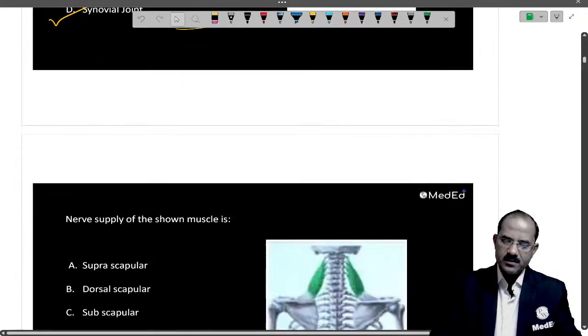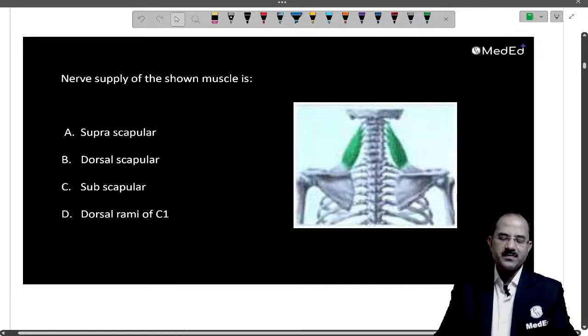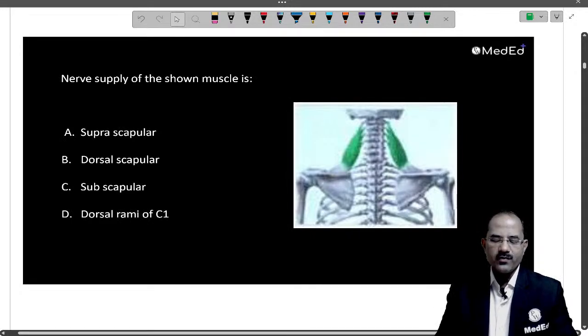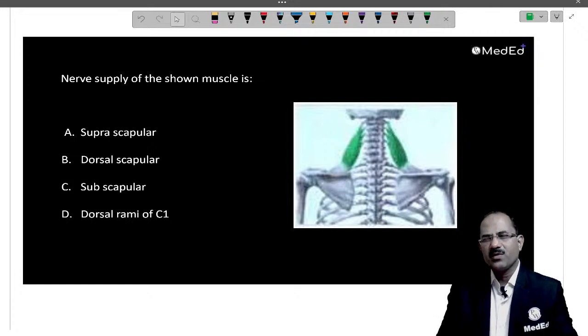So going to the next MCQ, students, come on. If you can answer this: nerve supply of the shown muscle. Can anyone tell me what is this muscle?